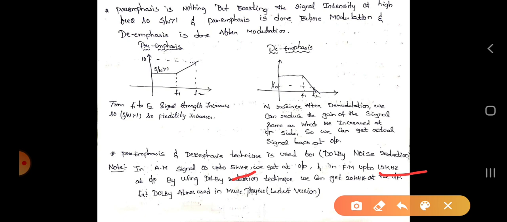So pre-emphasis and de-emphasis techniques are only used in the Dolby Atmos reduction technique, that is in the MP3 players, because we can get the total complete frequency range, that is up to 20 kilohertz at the output. So for example, I have said that Dolby Atmos in the music players is the latest version.